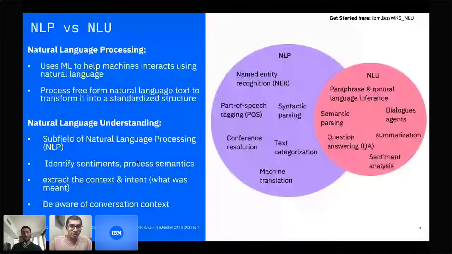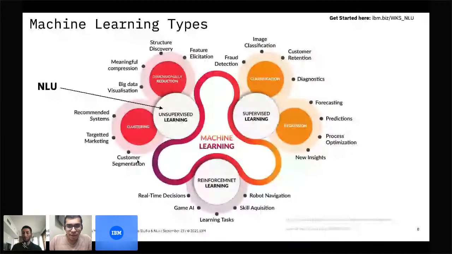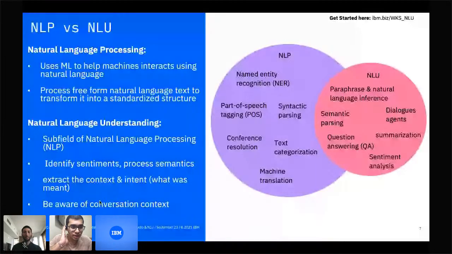Next, we have natural language understanding. Yeah, Khalil, could you go back? The main focus of natural language understanding is to make machines interpret the natural language, derive meaning, identify context, and draw insights.